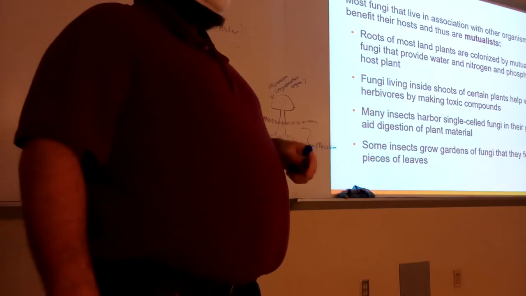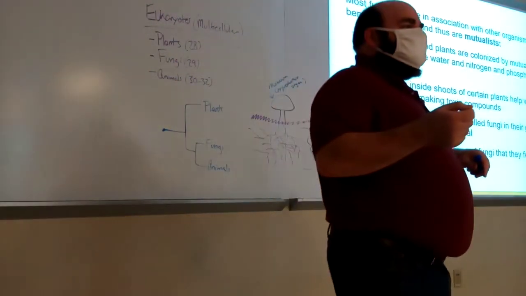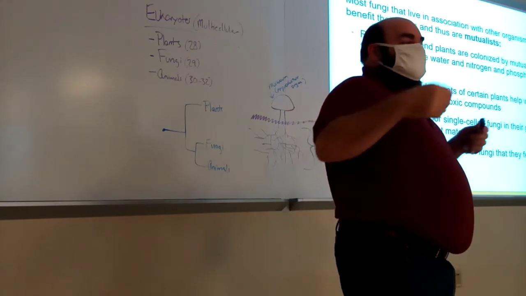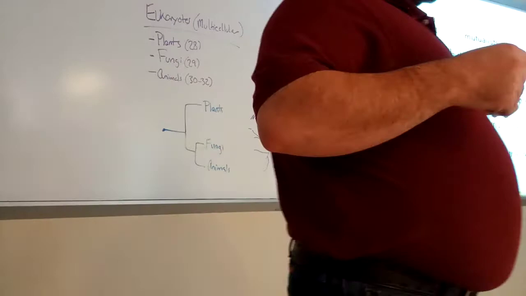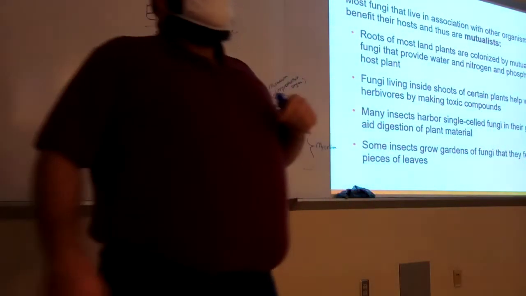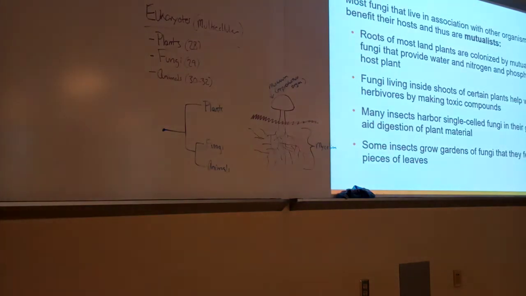Other fungi actually live in the upper portions of the plants, up in the shoot system, so above ground. And many of these fungi actually secrete chemicals which prevent insects from feeding on the plant's shoot system, feeding on its leaves, for example. So they secrete chemicals that deter predators.